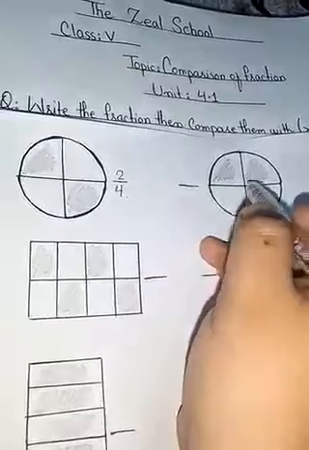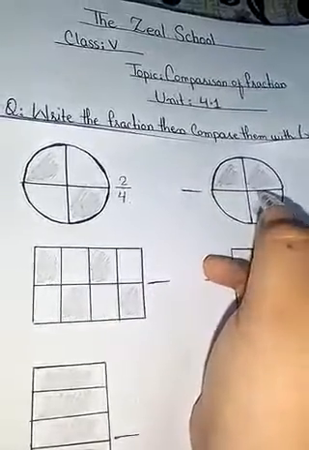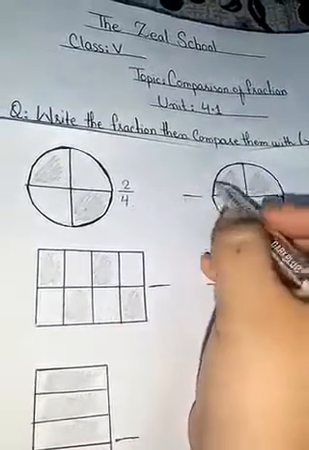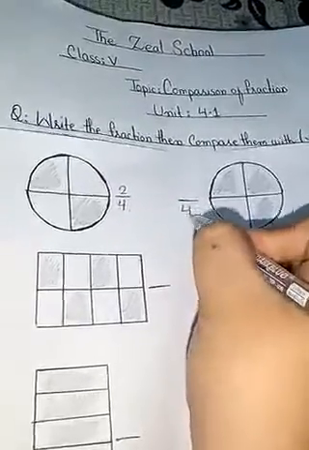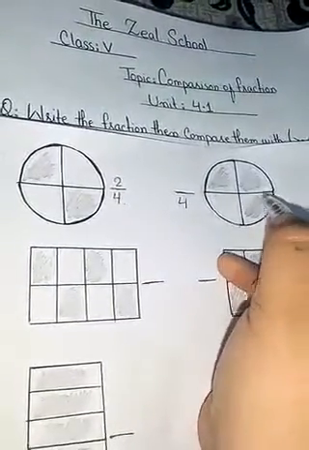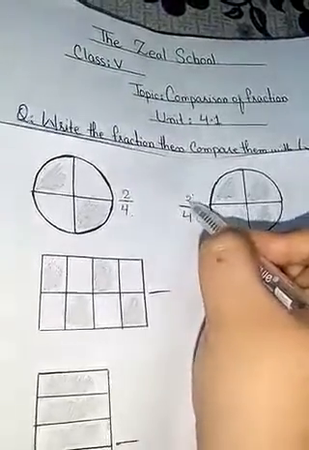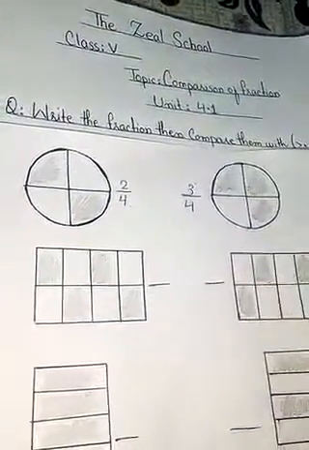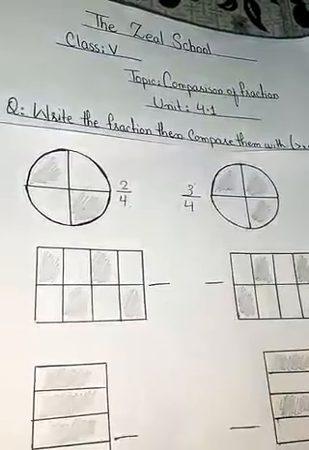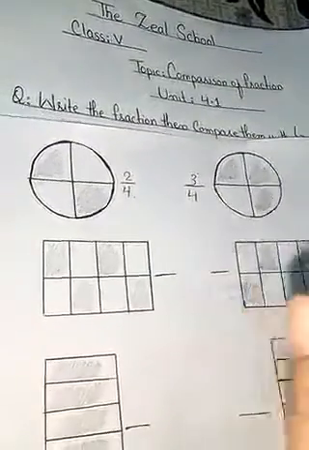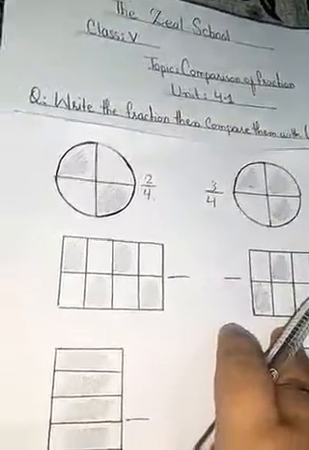On the right hand side again we have a circle and it is again divided into 4 parts. So the denominator is 4 and the numerator, which is the shaded part, is 1, 2 and 3. First we write the fraction of all these diagrams, then we compare them with the given sign.